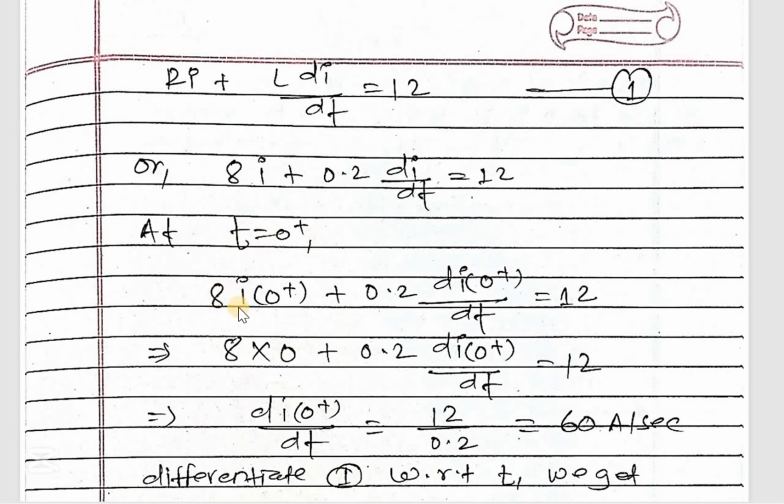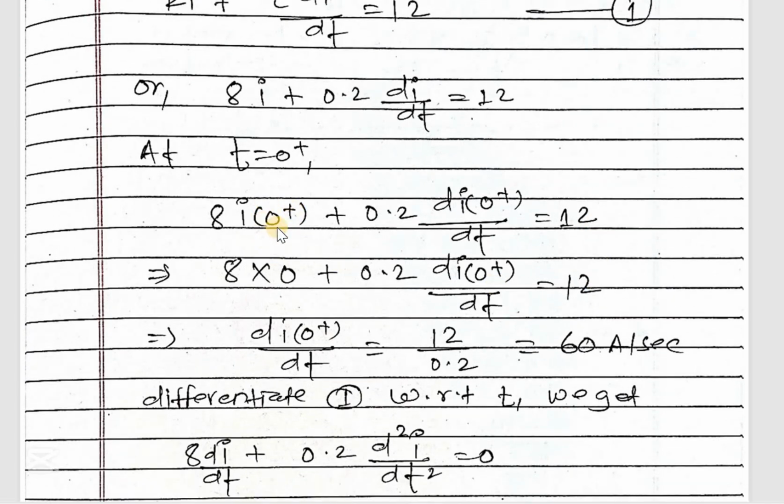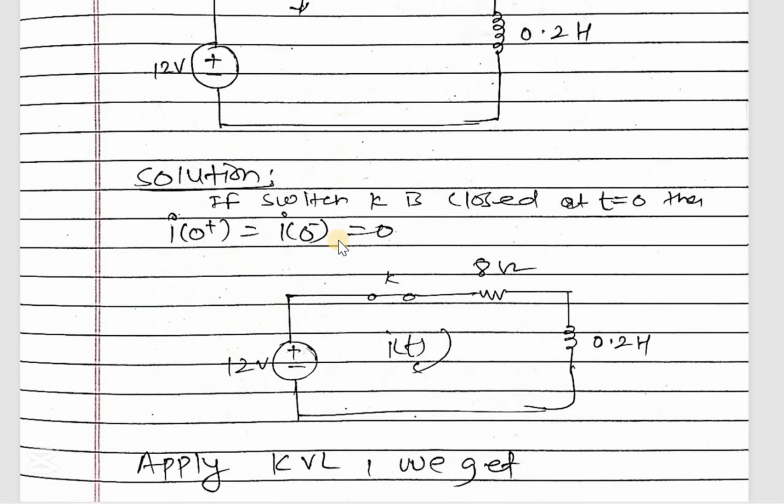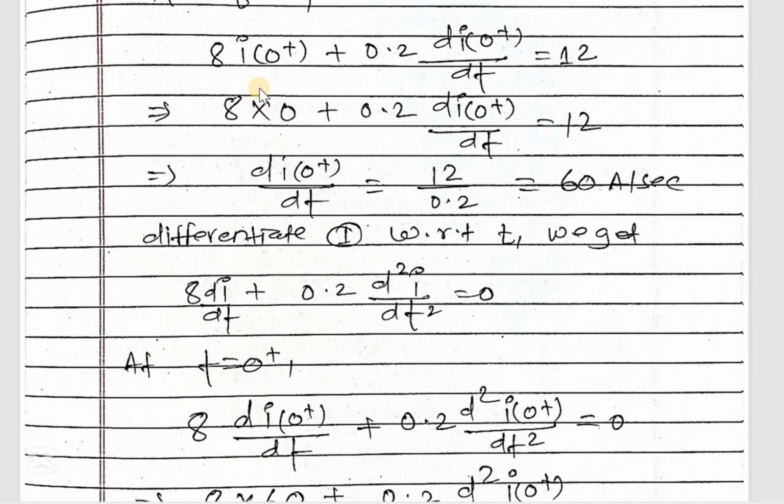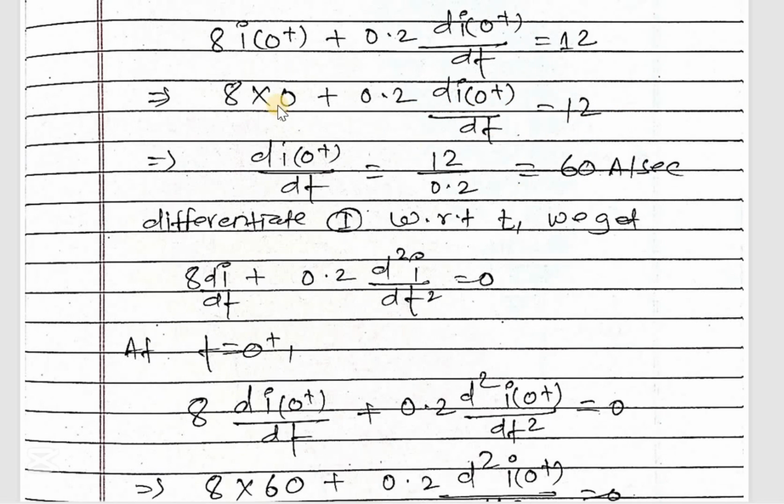At t equal to 0 plus, that is 8 i(0 plus) plus 0.2 di(0 plus) upon dt equal to 12. And we know i(0 plus) equals 0 from here. Then put the value of i(0 plus): 8 times 0 plus 0.2 di(0 plus) upon dt equal to 12. So this value is 0. Then solving, we get the value of di(0 plus) upon dt equal to 12 by 0.2, that is 60 ampere per second.